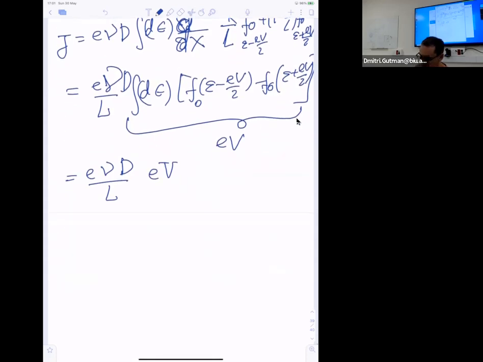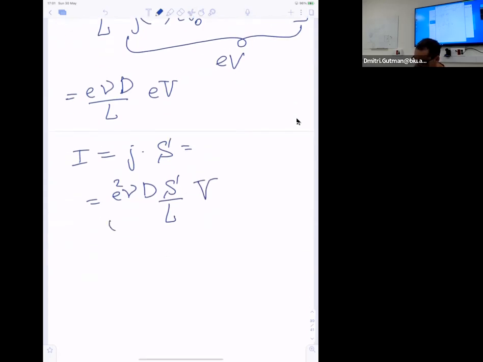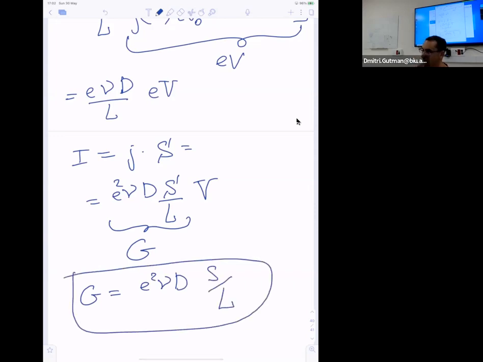And if I am interested in the total current, I need to take the current density and multiply it by the cross section. Therefore I end up with e squared nu d S divided by L times voltage. And this quantity is called conductance. So I derive the formula e squared nu d times S divided by L, and I recovered the fundamental Ohm's law.